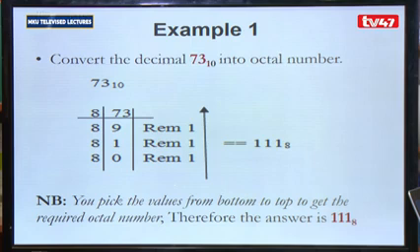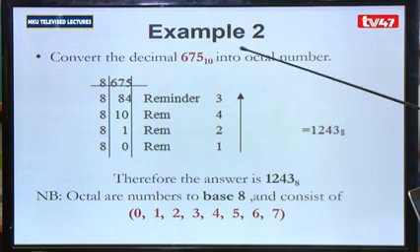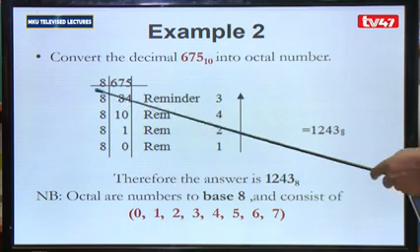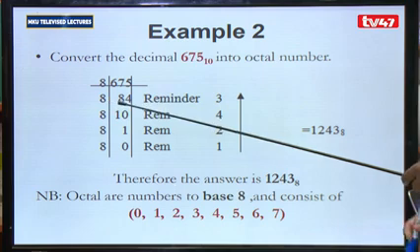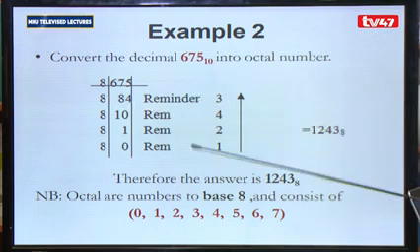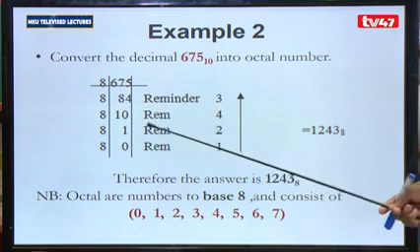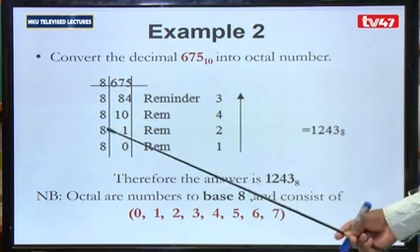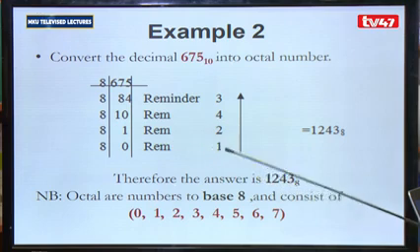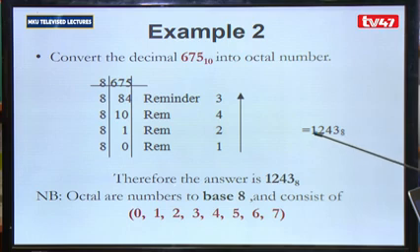Another example, 675 base 10, we want to convert it to octal. You divide by 8 throughout. When you divide 675 by 8, you end up with 84, remainder 3. 84 divided by 8 is 10, remainder 4. 10 divided by 8, it is 1, remainder 2. And 1 divided by 8, it is 0, remainder 1. Then you pick the values from bottom to top, you end up with 1, 2, 4, 3 base 8.